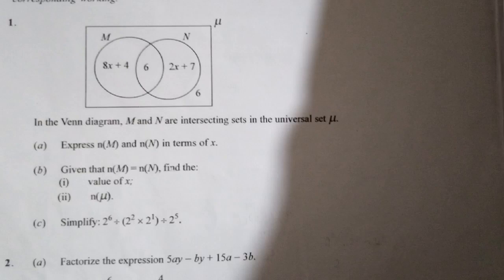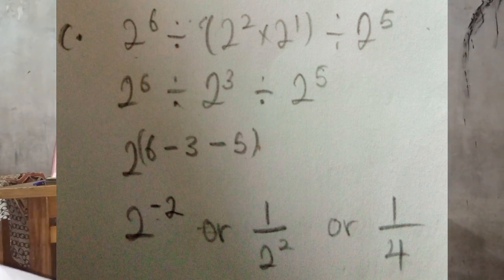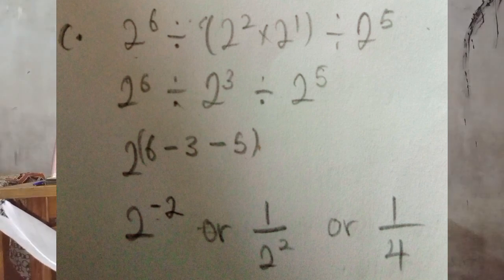2 raised to the power 6 divided by, in brackets, 2 squared times 2, close bracket, divided by 2 raised to the power 5. We take our laws of indices. First we have a bracket, so we have to solve the one in the bracket first. The first law of indices says that numbers with the same base multiplied together, we add the powers. So 2 squared times 2, we add 2 plus 1, and it turns out to be 2 raised to the power 3.